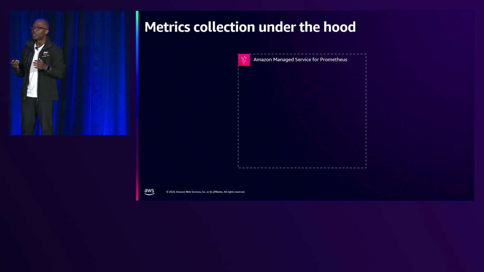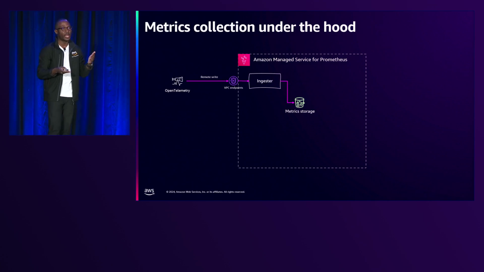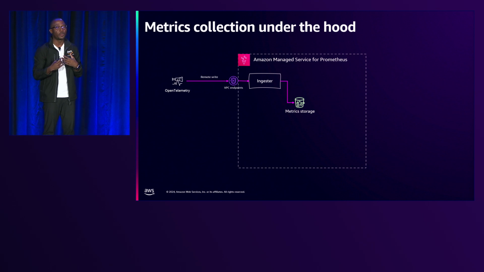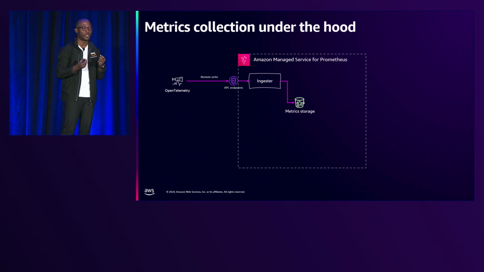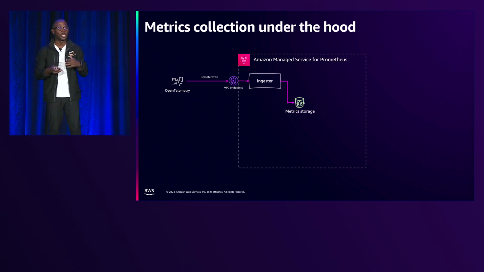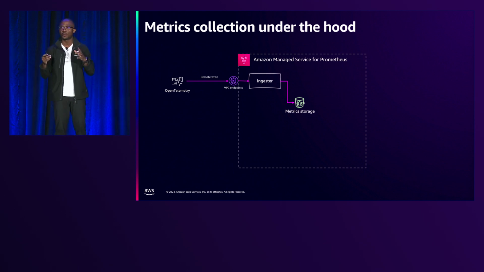All right, so under the hood, how everything works for metrics collection. As I said, you would typically have an OpenTelemetry agent. On the Prometheus side, we will expect you to send data with the remote write protocol from Prometheus. So it can be OpenTelemetry, or it can be any other collector that can do remote write. Inside Managed Prometheus, we have an ingester module. We are based on top of Cortex, so this is the Cortex architecture.